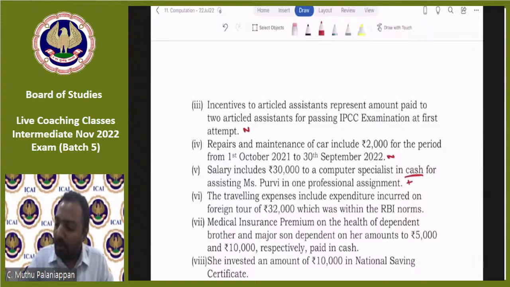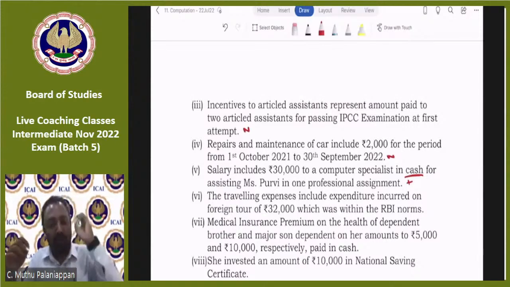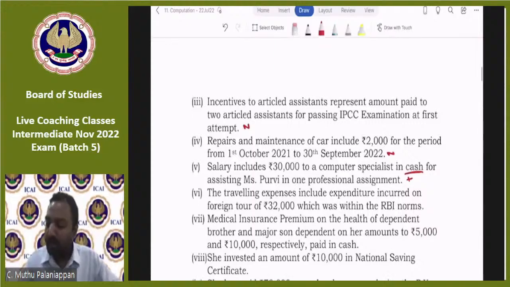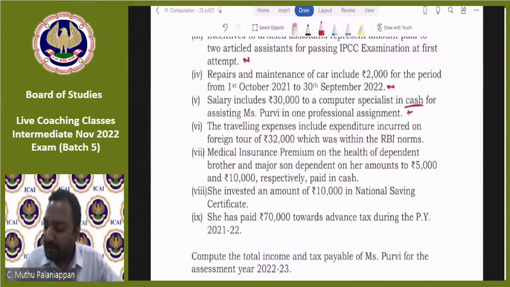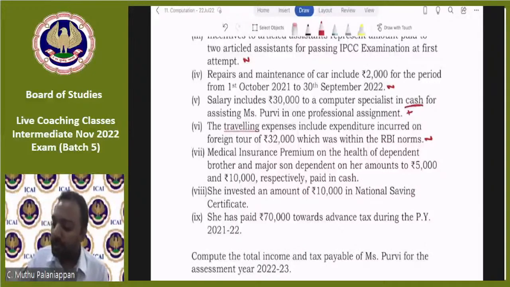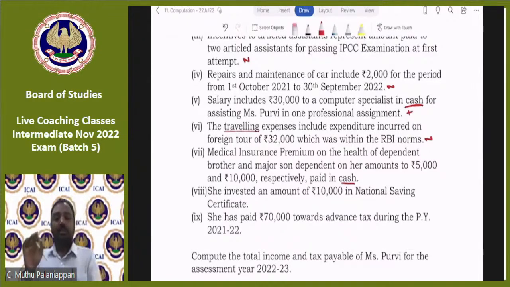If you actually see me, for everything I'm either saying a note or an adjustment because it is very important. You need to give a note for each and every line item that is there. So I write N. Medical insurance premium on health of dependent brother and major son amounts to 5,000 and 10,000 respectively, paid in cash. So the word cash is very important. Why? Because under 80D, medical insurance paid in cash is not an allowed expenditure.